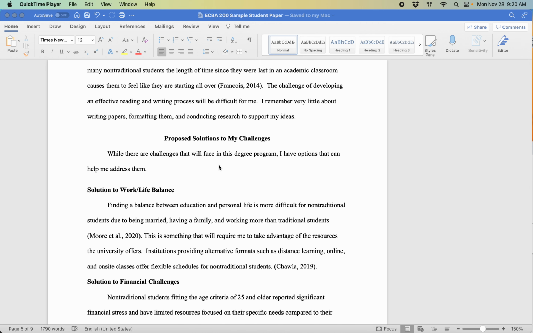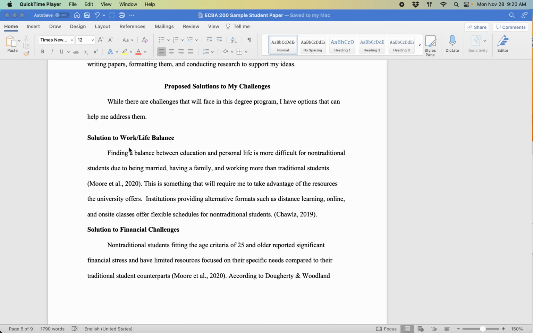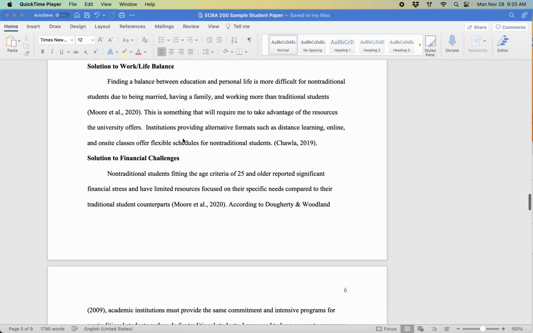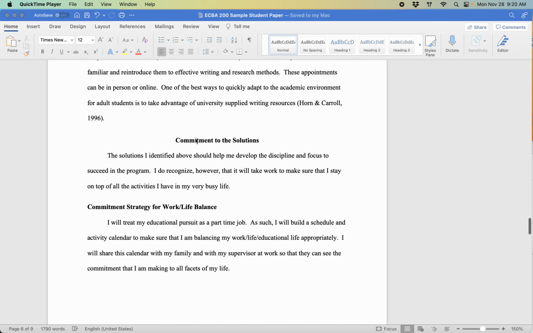And then last week we talked about proposed solutions to the challenges. If you present problems in a paper, then you owe it to the reader to present some solutions for those challenges. And so I provided some solutions for work-life balance, for financial challenges, and then also for reading and writing discipline. And then this week we talked about commitment to solutions. And I have found in business and also in my personal life, that if you don't provide real clear commitment to solutions, then too often what happens is they get neglected. And so this week I talked about commitment to the solutions.